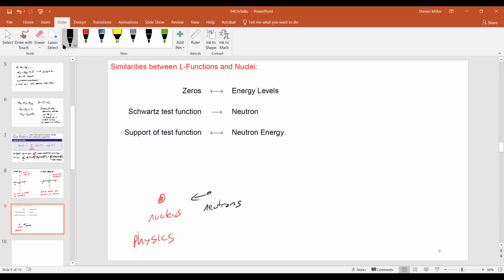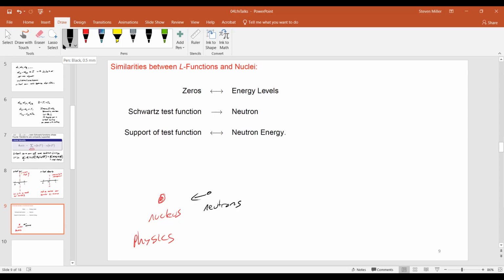Now, we would love to shoot a neutron of arbitrary energy level into this, but we can only shoot neutrons in certain energy bands. And from that limited information, we try to deduce what comes out. In number theory, it's very similar. Instead of energy levels, we have zeros. Instead of neutrons, we have our Schwartz test function. And the explicit formula relates these sums to what we can understand.